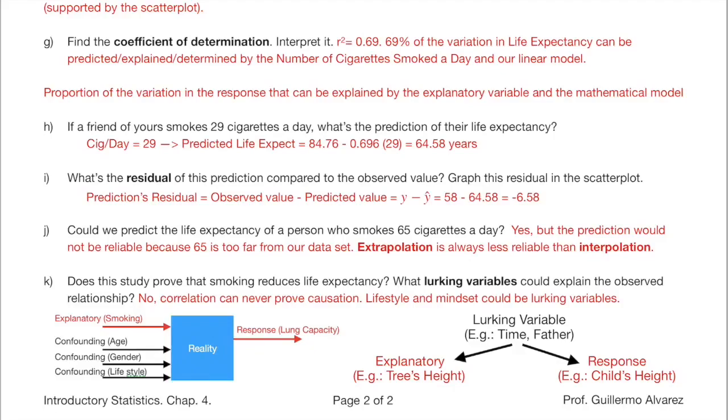One final thought. Here we are not saying that smoking cigarettes does not reduce life expectancy. What we are saying is that this cannot be proved with just a correlation.